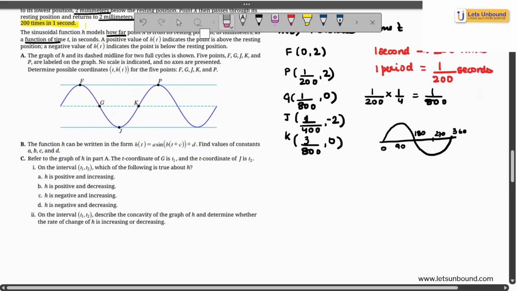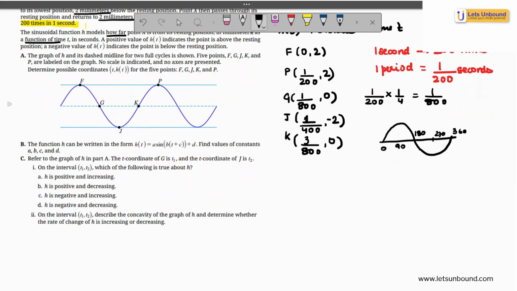So let's try and understand how we would do vertical and horizontal translations as well as identify the period. We have already calculated the period for the function as 1 over 200. We also know the formula for calculating the period for a sinusoidal function is nothing but 2 pi over b. So if I have the period as 1 over 200, 2 pi over b equals 1 over 200, and calculating the value of b, it's 400 pi.